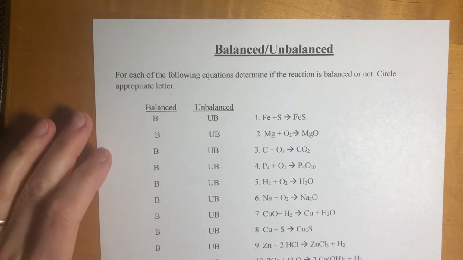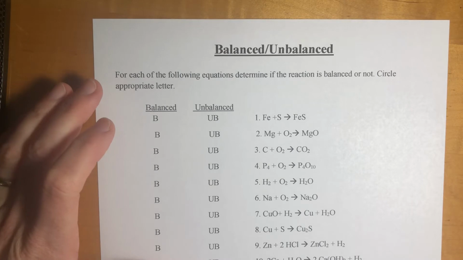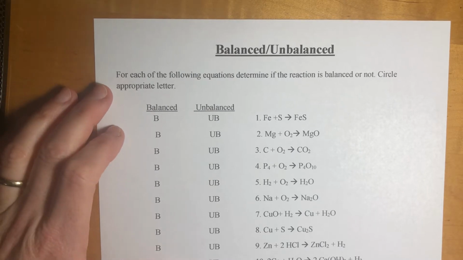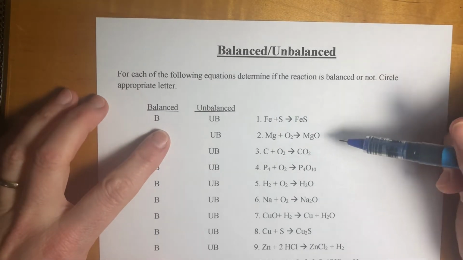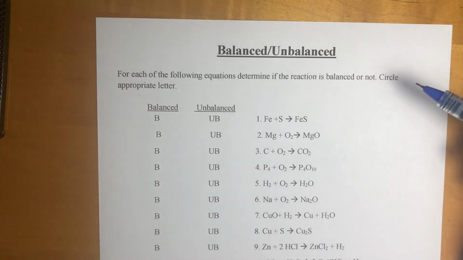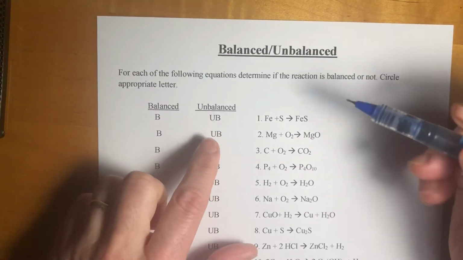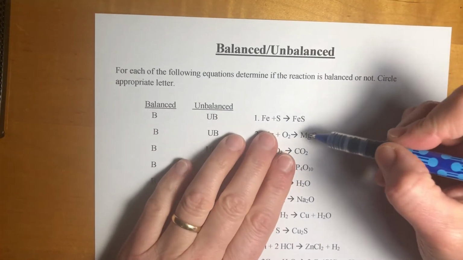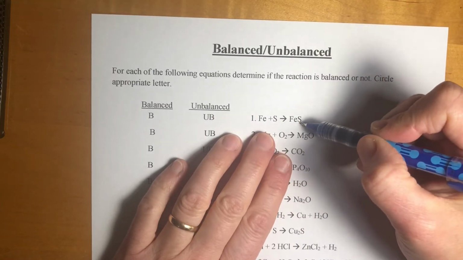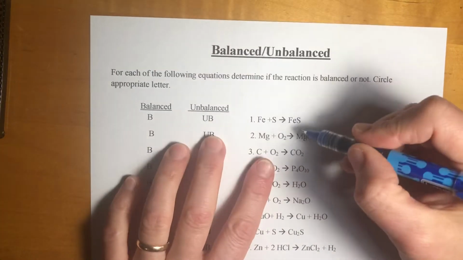Okay, peeps, here's chemical reactions packet, page 4. You just have to determine whether these are balanced or unbalanced. And as soon as you see something that's not balanced, you're done. So let's start with this. Iron plus sulfur makes iron sulfide. This is balanced. There's just one of everything.